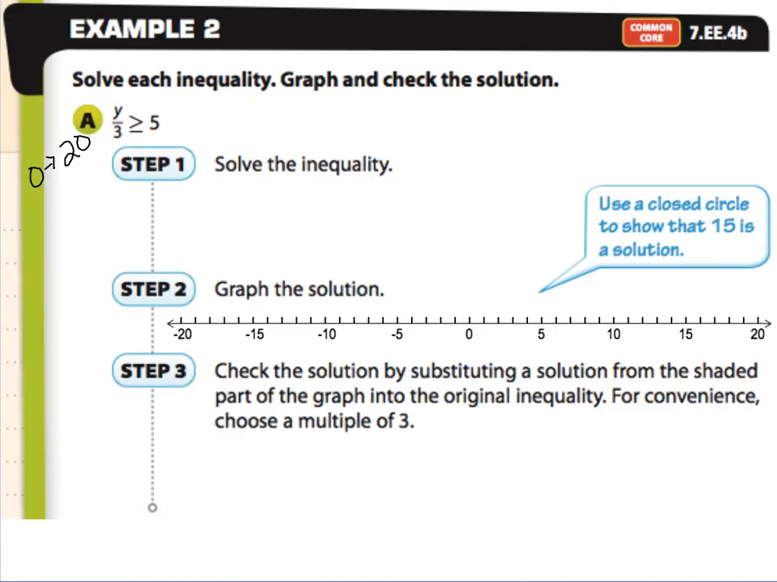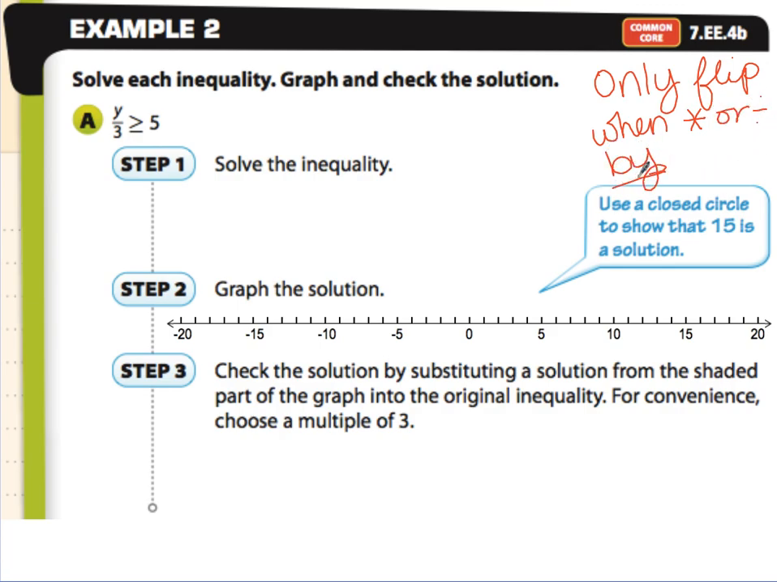All right, so here we go. Now we're going to work on some multiplication and division inequalities. So this is where the flipping of the sign comes in. But remember, only flip if you multiply or divide. So only flip when you multiply or divide by a negative.